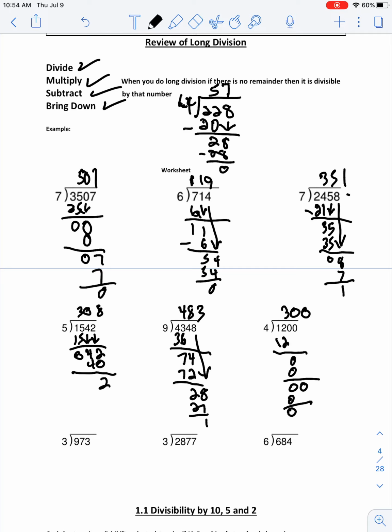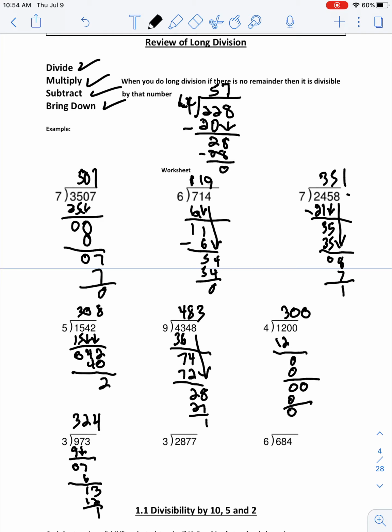Okay, 3 goes into 9 3 times for 9. I get 0, I drop the 7. 3 goes into 7 2 times, I get 6. I get 1, I drop the 3. 3 goes into 13 4 times for 12, and I get a remainder of 1.